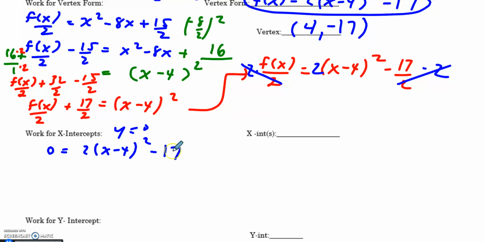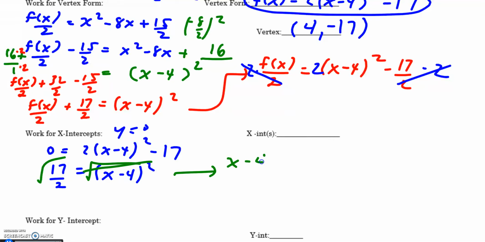And if I want to solve for x, I'm going to add the 17 to the other side, and I'm going to divide by 2. So I have x minus 4 quantity squared equals 17/2. If I then take the square root of both sides, I would have x minus 4 equals plus or minus the square root of 17 over 2.